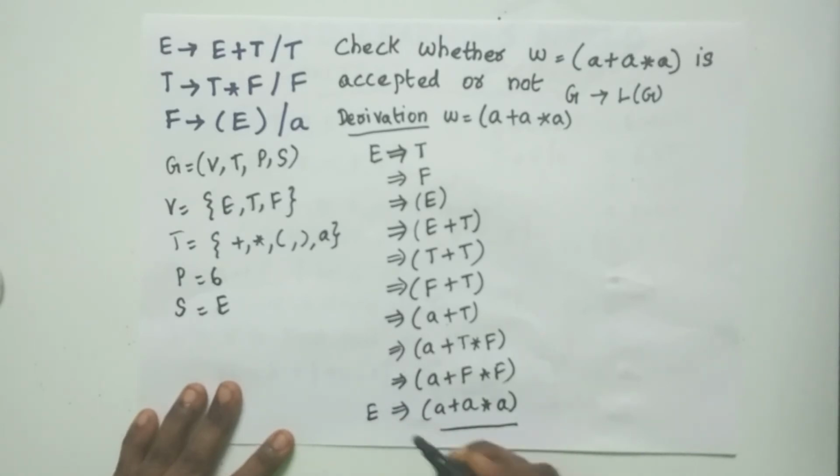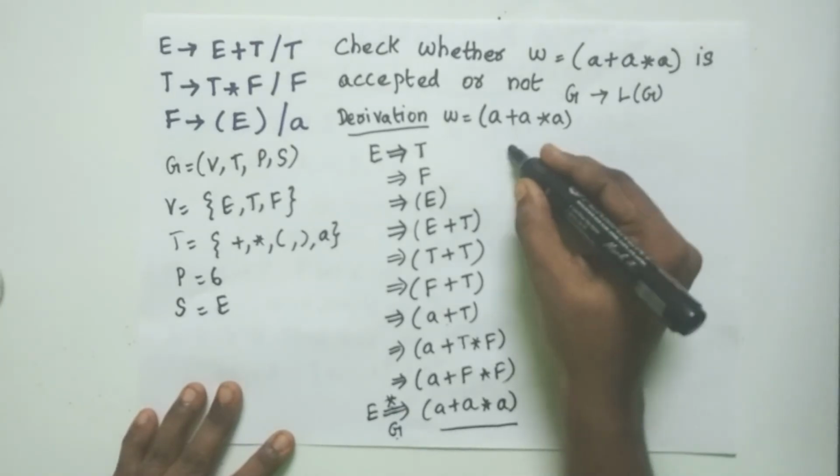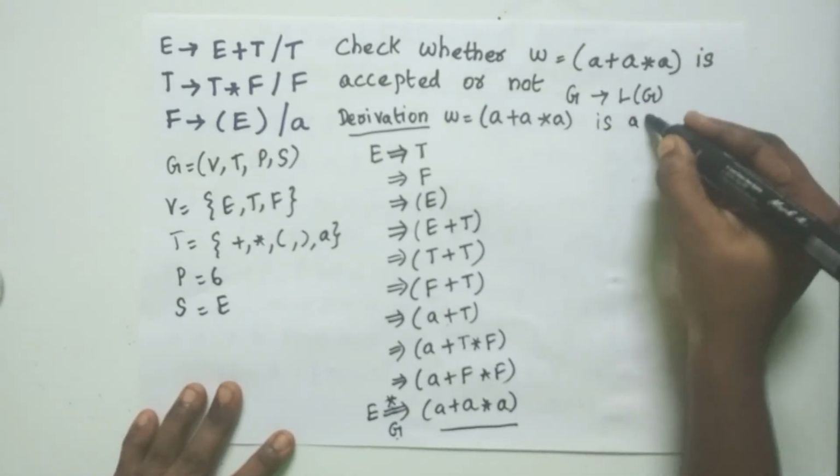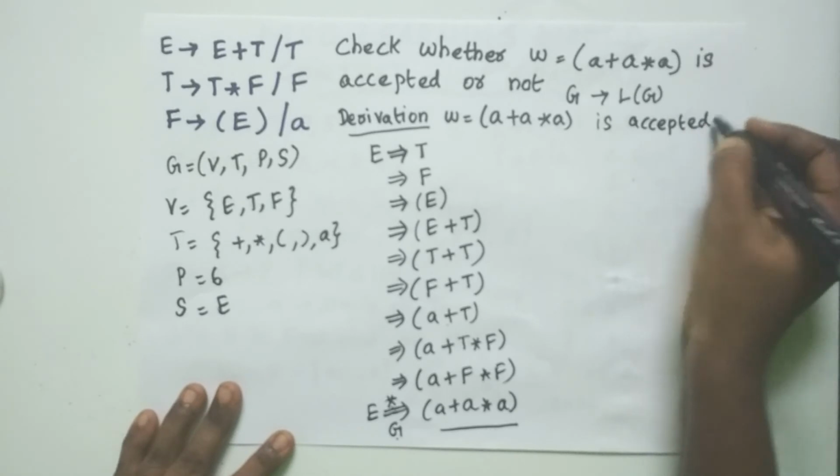So E is deriving this string with star from the grammar. What is this representation? This is what is a derivation. Derivation is nothing but a double line with an arrow mark, which derives from the grammar production, and you will have this closure. What is this closure? It indicates that this string is derived from the grammar in 0 or more steps from the starting symbol capital E. Now this A plus A star A is accepted. So W equal to A plus A star A is accepted and it is in the language.